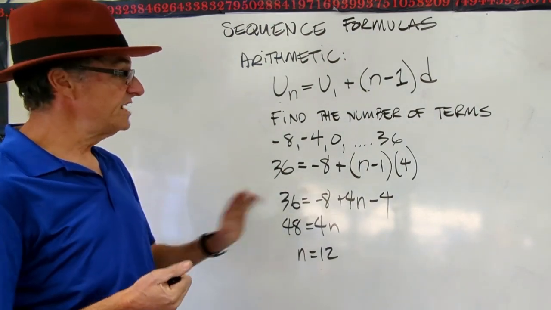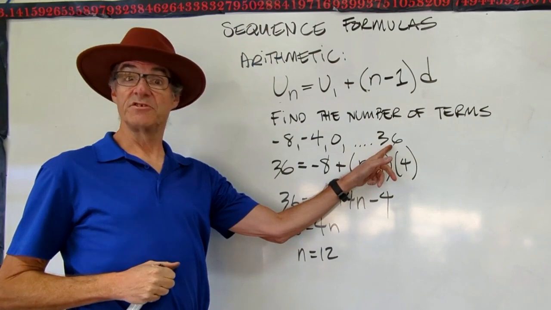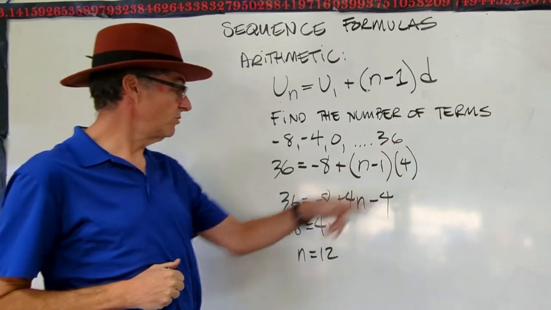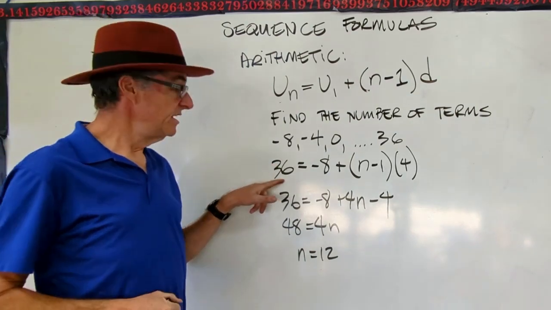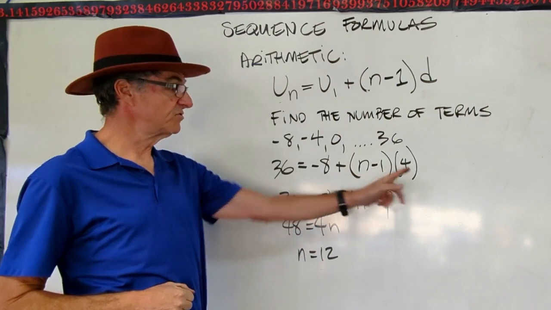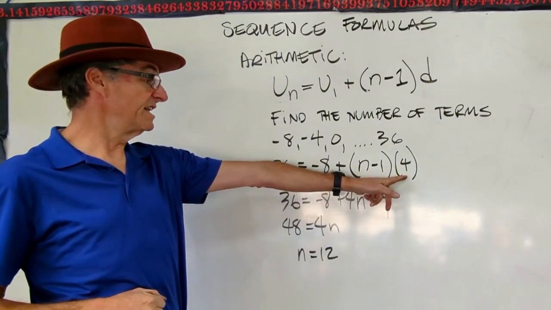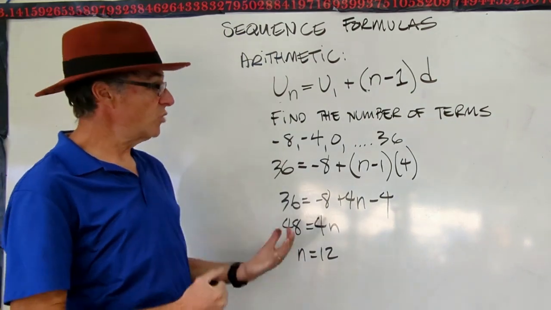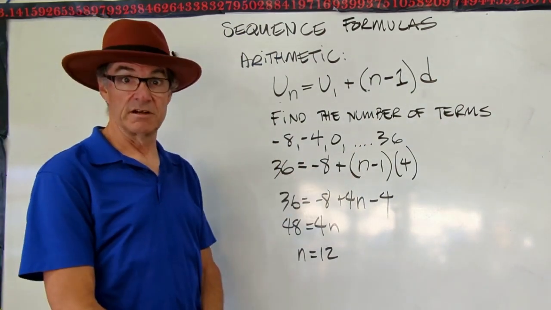Right, I think the most tricky part of this problem is the plug-in step. So what you have to realize is that this is the nth term. We just don't know what n is, but it is the last term in the sequence. So 36 equals first term plus common difference times n minus 1. Our common difference is 4, we're adding it each time. So then I just work my algebra and I get 12. So there are 12 terms in this sequence here.